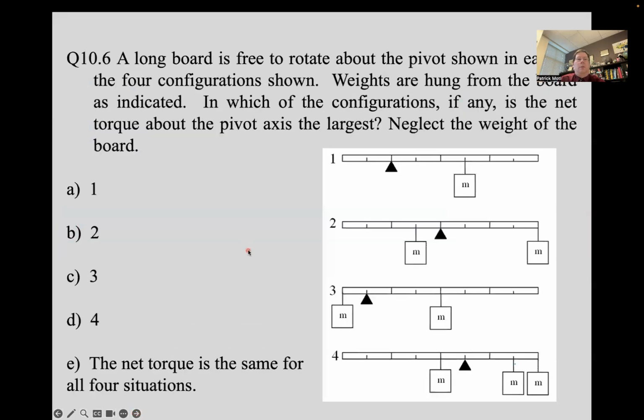All right, little puzzle. A long board is free to rotate about the pivot. So that's the triangle. In each of the four configurations, weights are hung from the board as indicated. In which of the configurations, if any, is the net torque about the pivot axis the largest? Neglect the weight of the board. So we're neglecting the weight of the board, and we want to find the case where the net torque about the pivot point is largest. So you need to compute the net torque and keep track of the signs of the individual torques going into the sum correctly. Then go through and try that out, and we'll talk about it together.